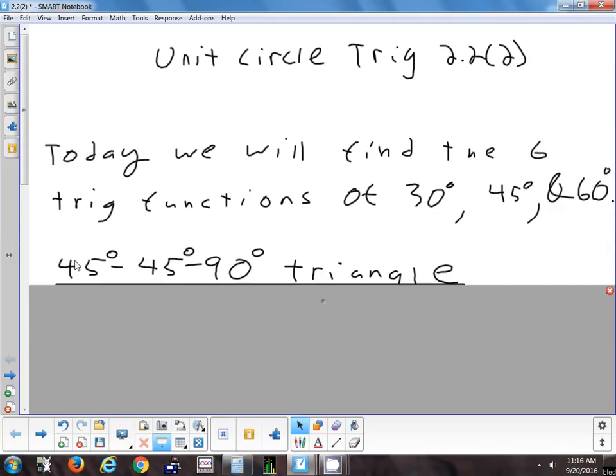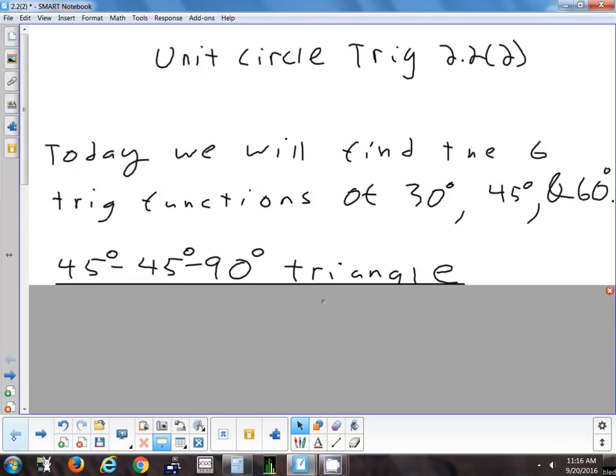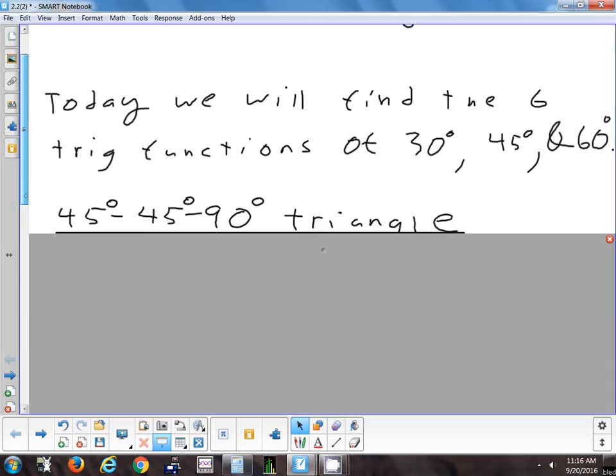Okay, so there's 2 special triangles we're going to look at to figure these out. One of the triangles is the 45, 45, 90. And the other one we'll look at in a little bit is the 30, 60, 90. Those 2 triangles let you do pretty much everything you need for this part of unit circle trig. You probably learned about those 2 triangles in geometry. If you don't remember them, that's fine. There's nothing you need to remember. I'm going to show you everything right now.